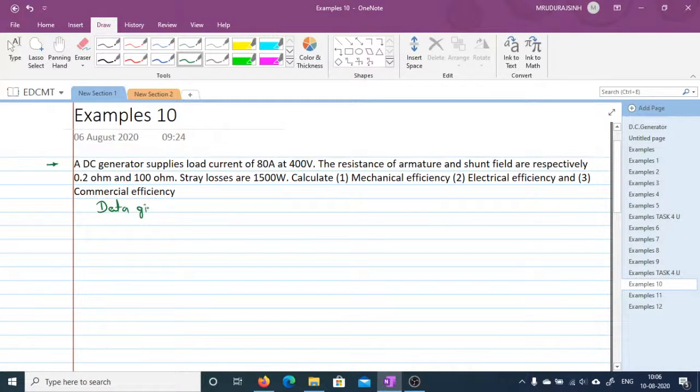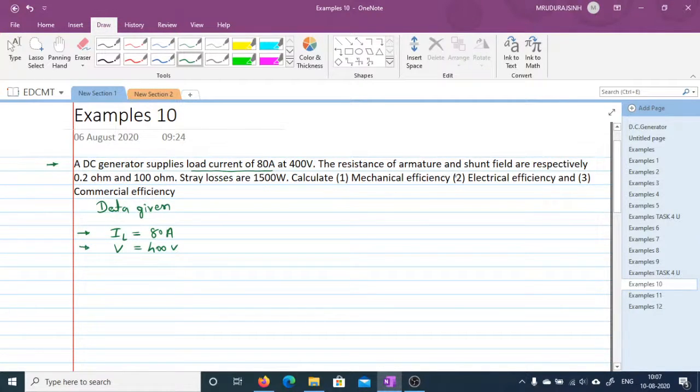Data given. So whatever data is given to us in this example, we'll write over here. A DC generator supplies load current of 80 ampere at 400 volt. So it is very simple to understand. Load current which is given to us, IL is equal to 80 ampere. The next is this 80 ampere is at 400 volt. So V is equal to 400 volt.